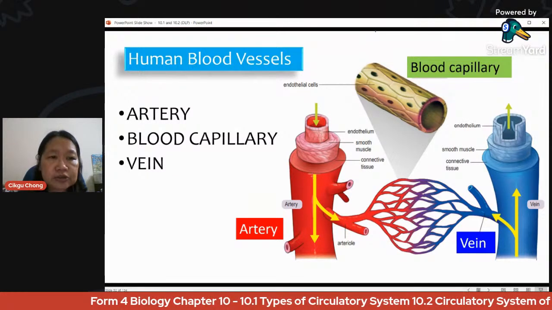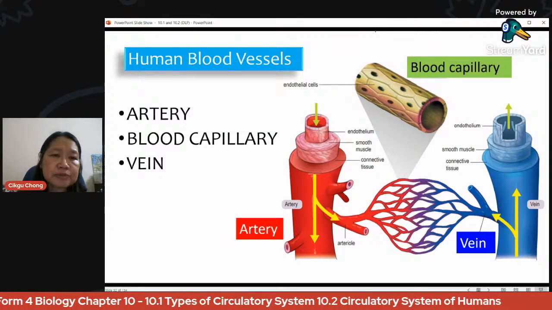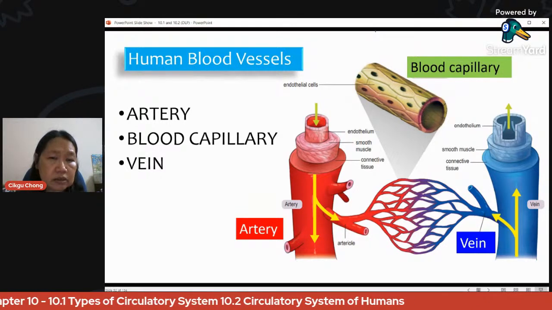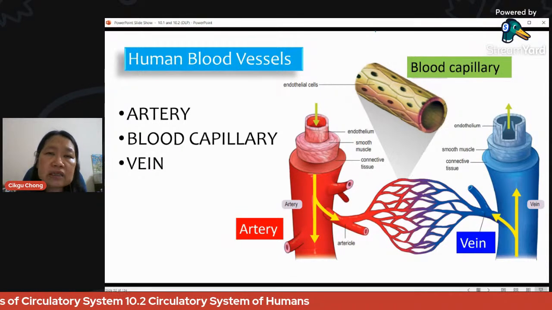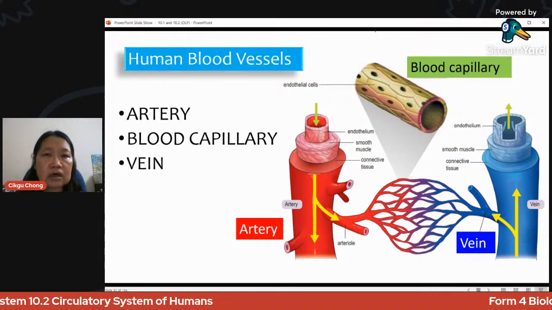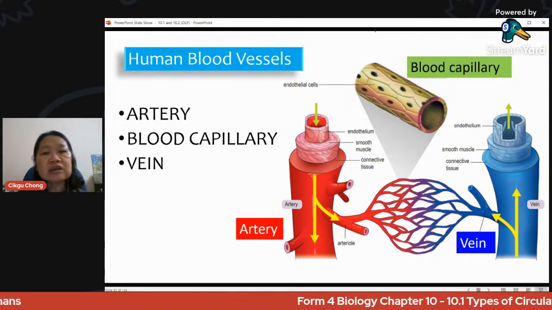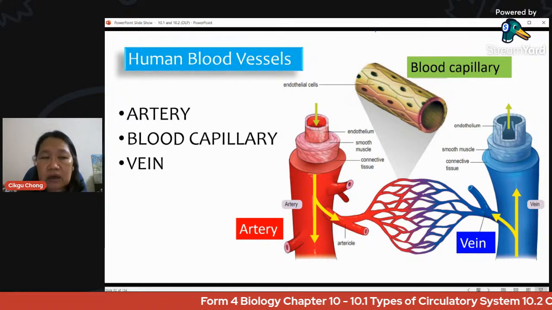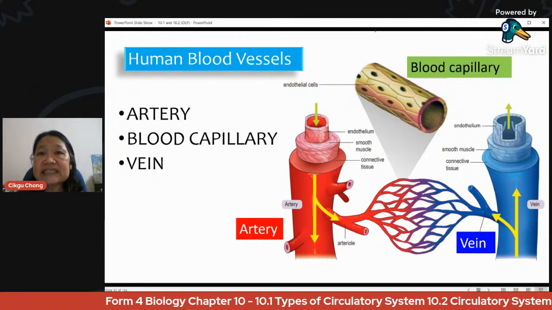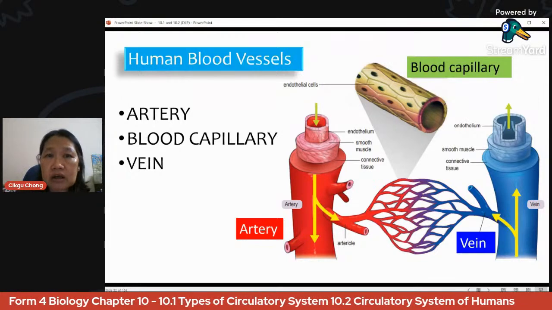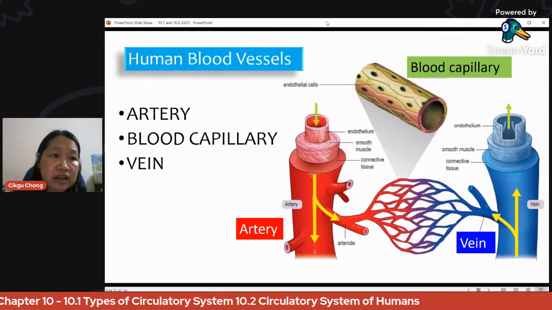Now, why they call it artery, vein, and capillary is because of the direction of flow of the blood, not because of what type of blood it carries. A lot of students get the wrong impression. It's artery because it carries oxygenated blood. It's vein because it carries deoxygenated blood. That is wrong. That is not the definition of artery and vein.